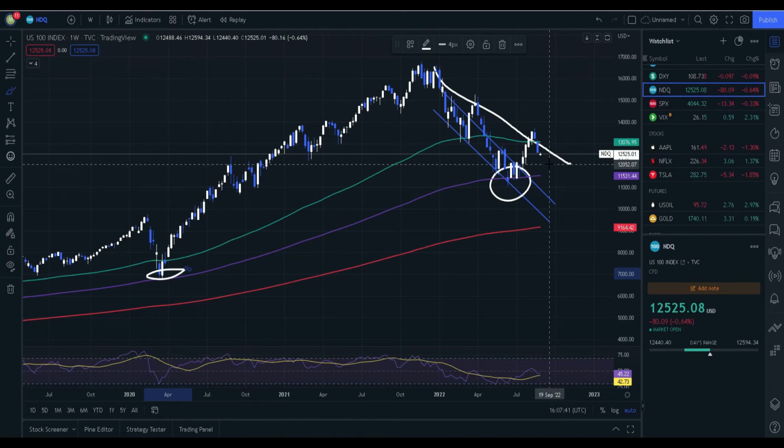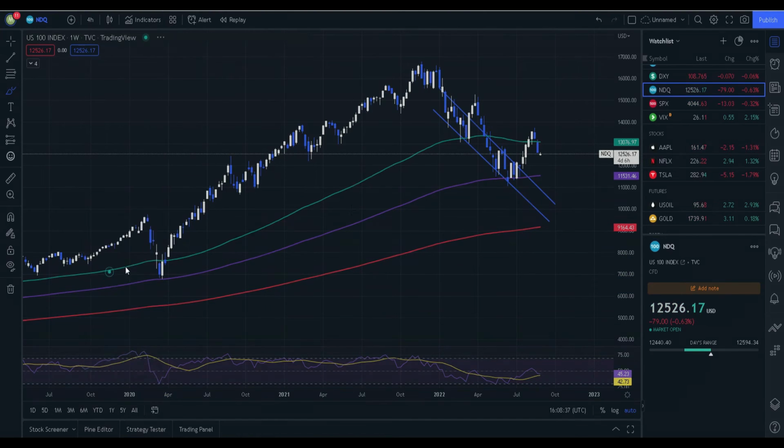12,000 being a very important psychological number can act as a good support point for Nasdaq. Current RSI is sitting at 45. We can see from the historical trend that below 30 or 35 is the area of interest, especially when the price is around the purple line, the 100 moving average.